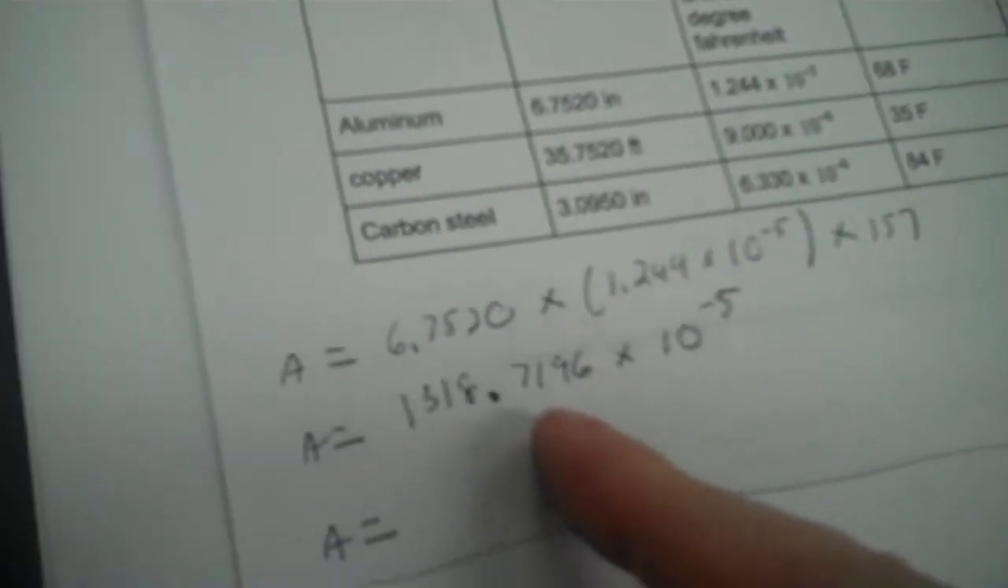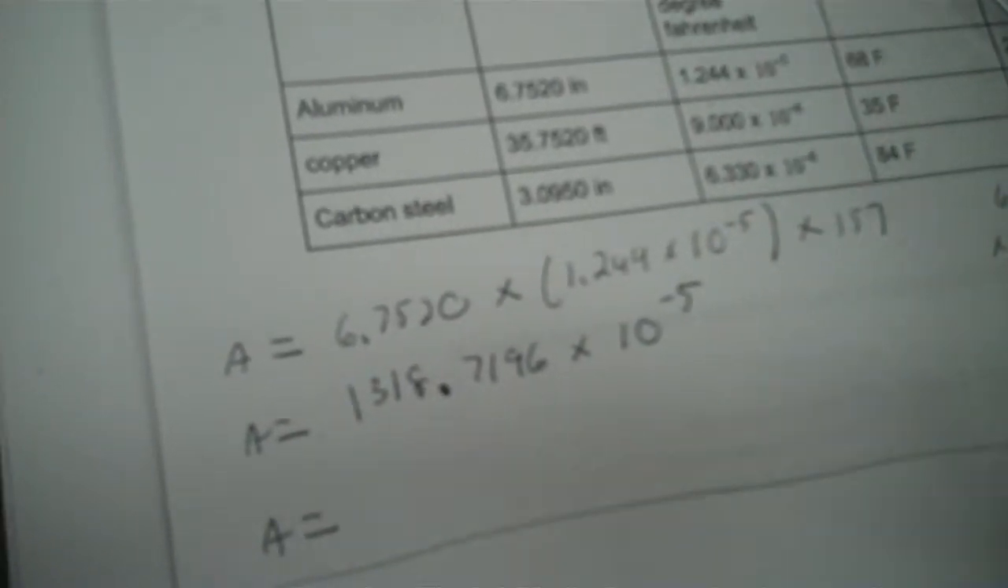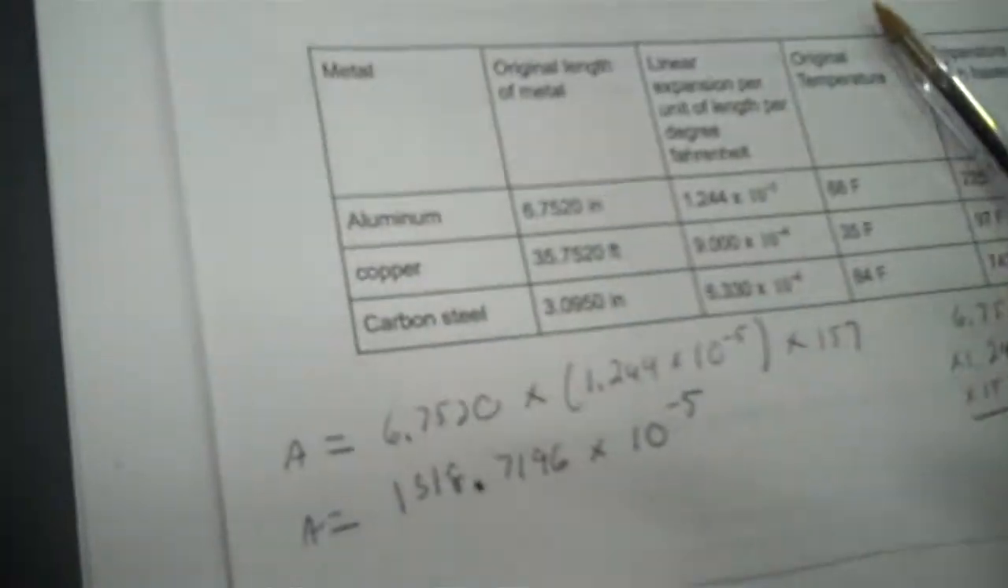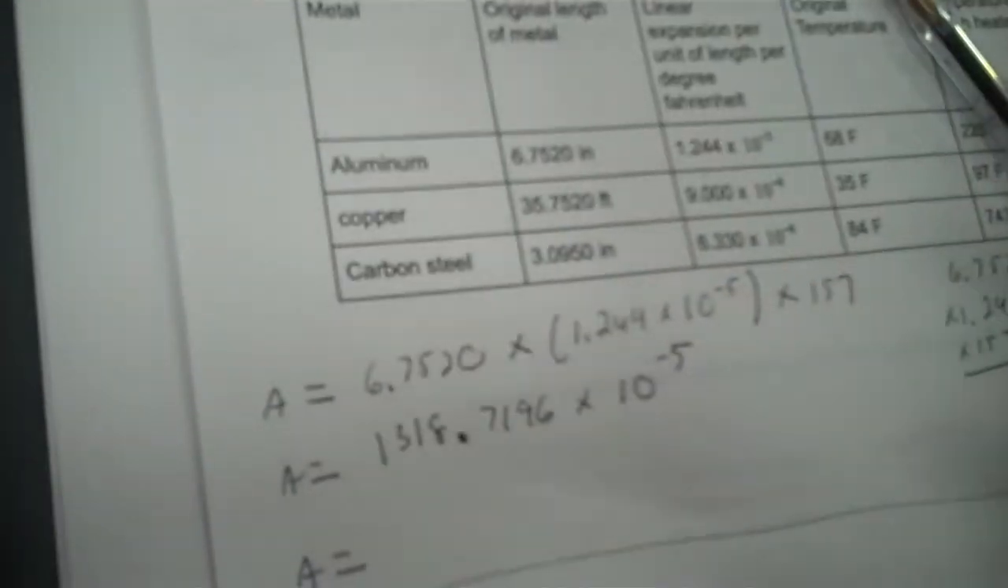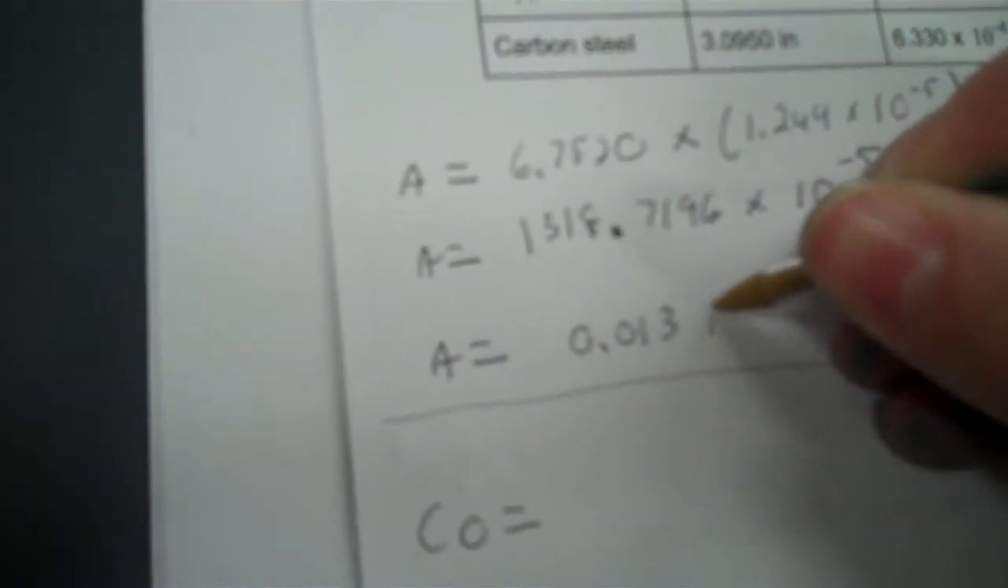Now, how does it want our answer? It wants our answer in standard decimal form. So with standard decimal form, I just punch it in. I don't worry about moving the decimal. That's when they want it in scientific form. Standard form means I just punch that into the calculator. Now how many digits do I have to go out? I have to go out 3 digits. So 1, 2, 3. There's a 1 after it, so we're going to write 0.013. And the label on that is inches. It expands that many inches when it's heated.